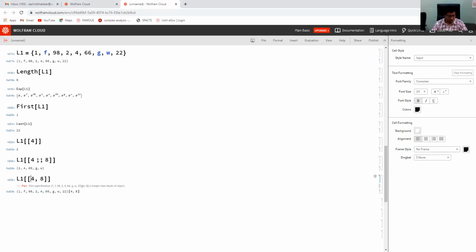Yeah, there should be a list, 4 comma 8. Okay. So the 4th and 8th elements can be obtained using a list containing 4 and 8. Okay. So this is the 2nd, 4th and 8th element.